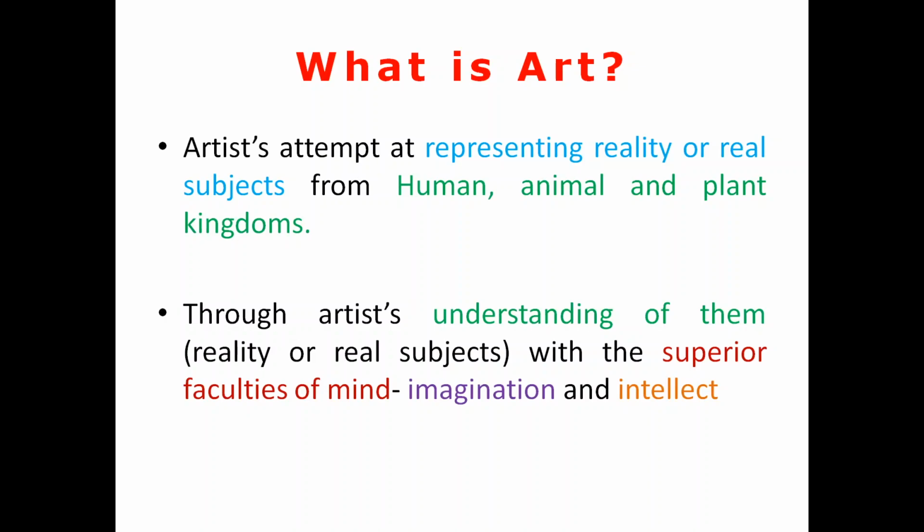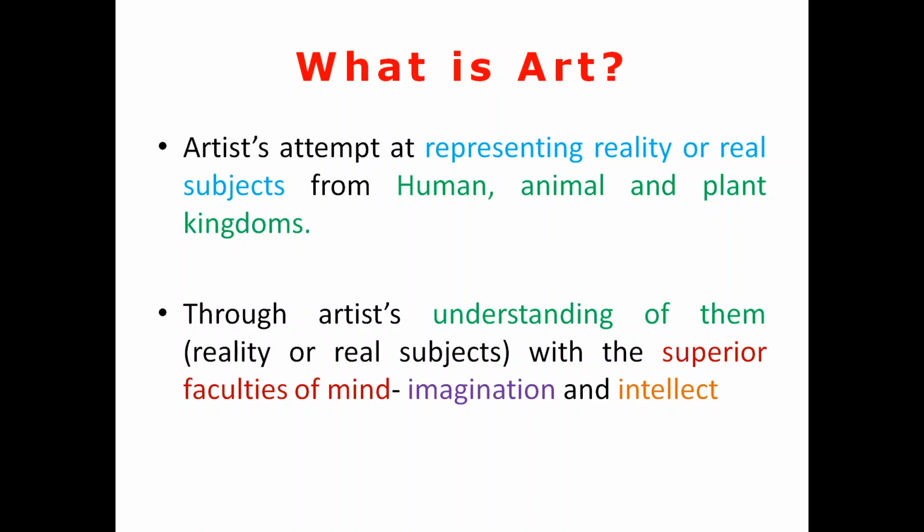When that representation of reality or real subjects is made by the artist, he tries to understand that reality. When he tries to understand that reality, he uses his superior faculties of mind to understand the reality or the real subjects. And what are the superior faculties of mind? Imagination and intellect are the superior faculties of mind. In other words, when the artist tries to represent reality or real subjects in his art, he uses his superior faculties of mind, and the superior faculties of mind are imagination and intellect.